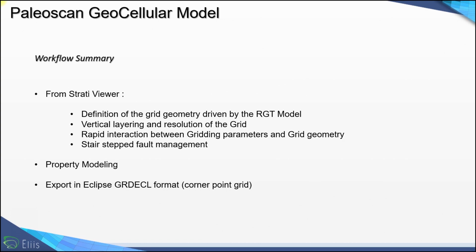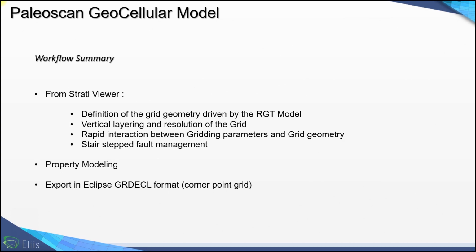And in PaleoScan, we're using the tool of the property modeling to propagate the data in a volume. And from this volume with a specific data, it can be, for example, the thinning, the RMS amplitude, the gamma ray, we're using this specific volume to populate the grid with this property. And we're going to see this in the demo session that is following just after.